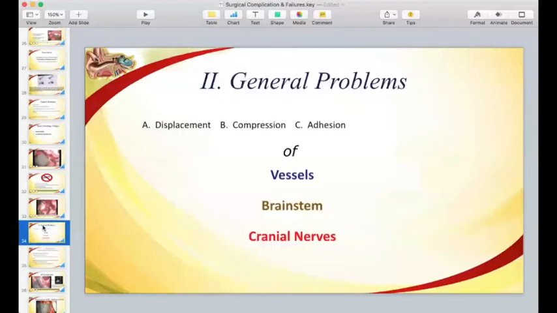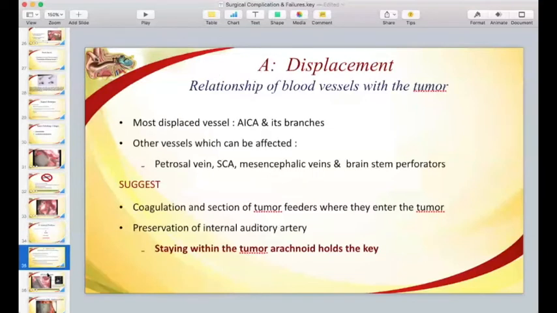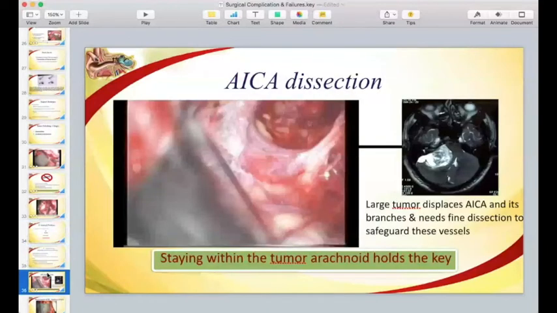The general problems are those of displacement, compression, and adhesion of vessels, brainstem, and the cranial nerves. And you need to know the anatomy of the blood vessels with regard to the tumor. And I will not waste my time doing that because that's not your area of interest. Staying within the tumor arachnoid, as I again said, holds the key. And see this, the arachnoid has been preserved.